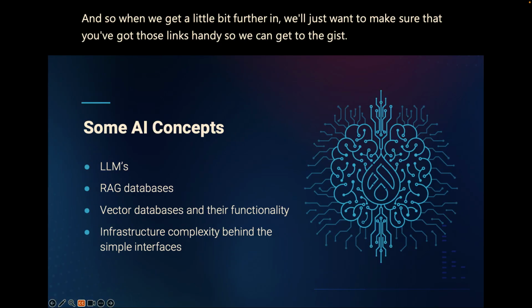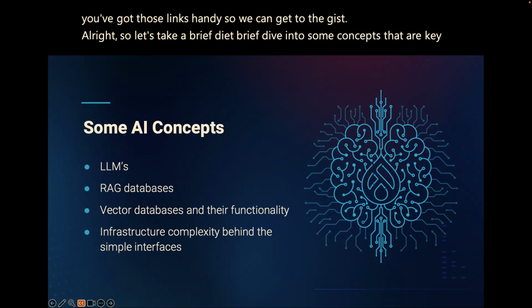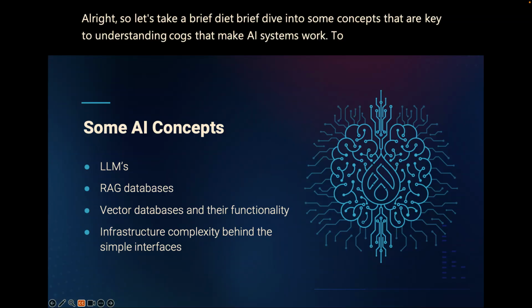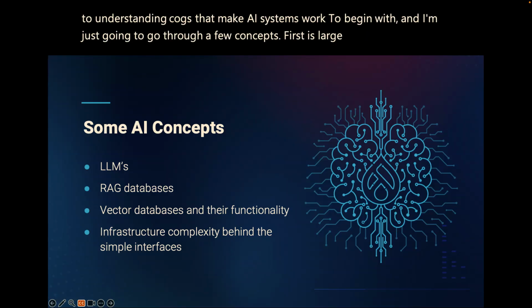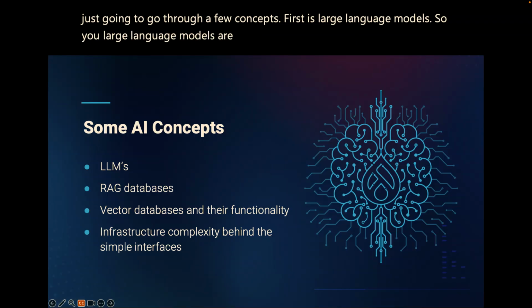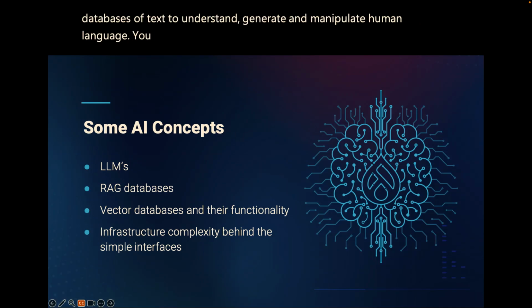All right, let's take a brief dive into some concepts that are key to understanding the cogs that make AI systems work. First is large language models. Large language models are advanced AI systems trained on massive databases of text to understand, generate, and manipulate human language. You could almost think of them as autocomplete on steroids.